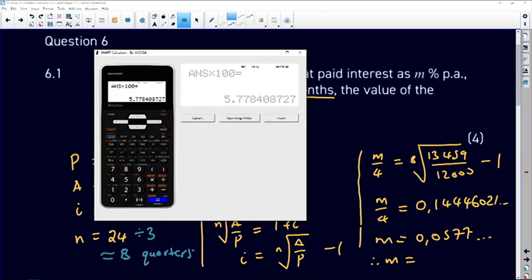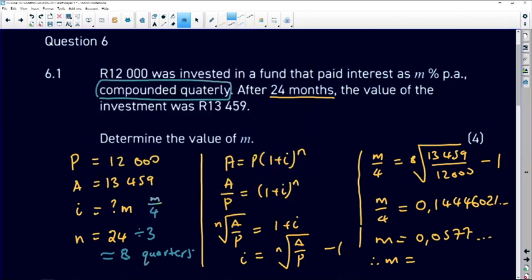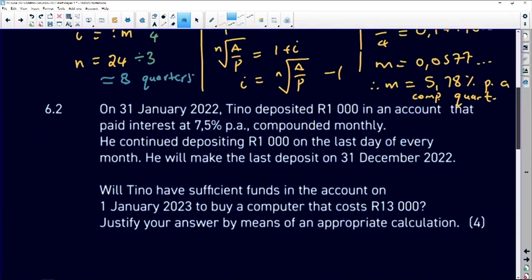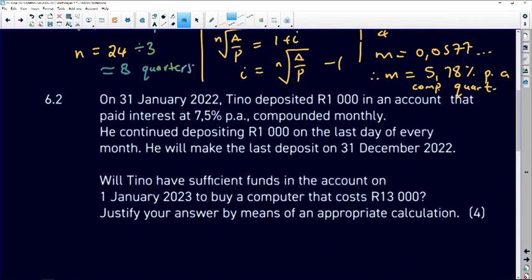And that gives us 5.78%. So 5.78% per annum compounded quarterly. Okay, per annum compounded quarterly. Very important. Cool.